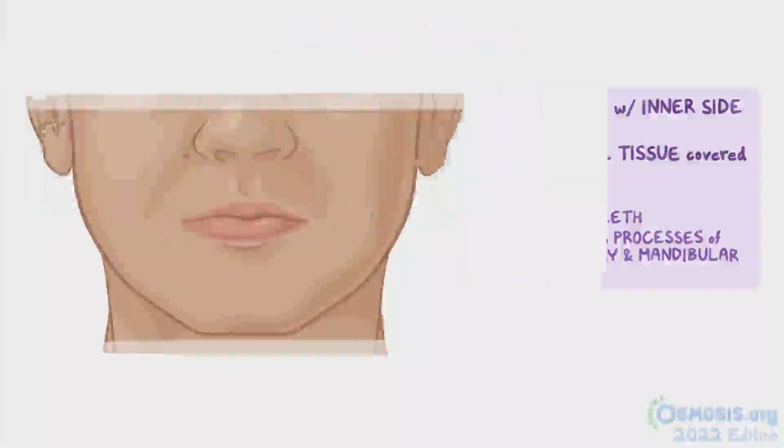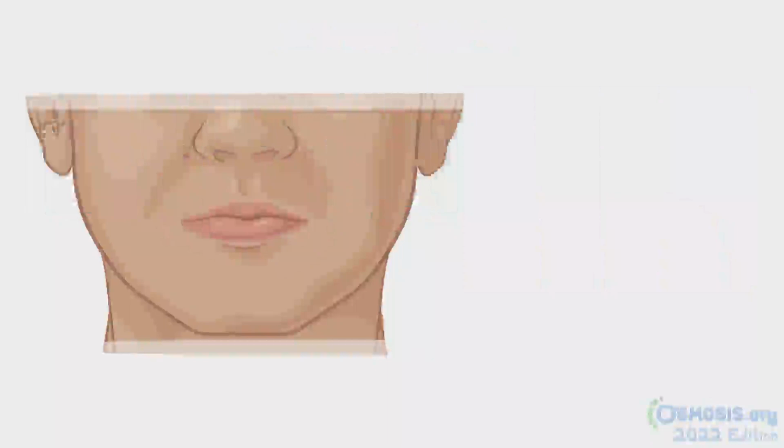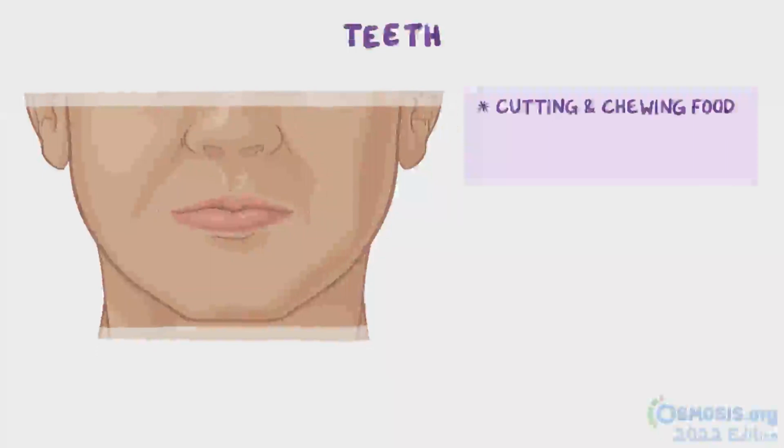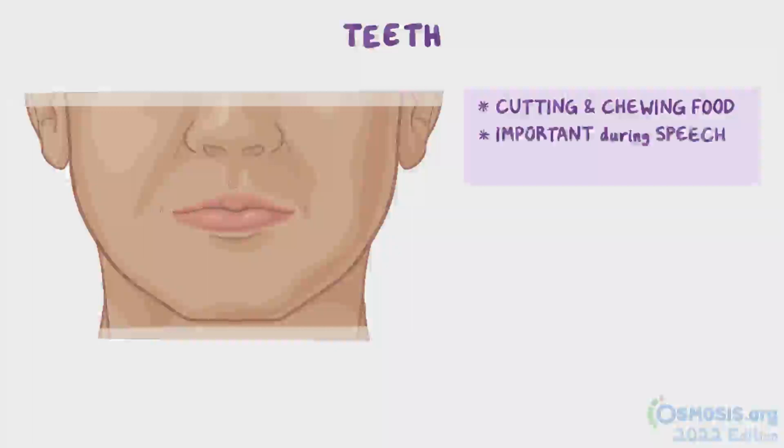All right, now back to that slice of pizza. Once it is inside the mouth, the next step is to take a bite and start chewing. This is where the teeth come into play. Now, besides cutting and chewing food, teeth are also important during speech, since there are certain letters or phonetic sounds that are pronounced by pressing the tongue against the teeth, like the T sound, for example.